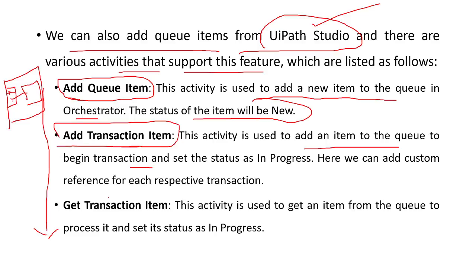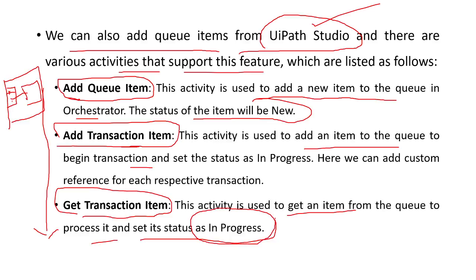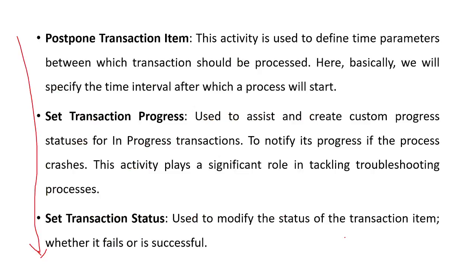this activity. Get transaction item, as the name itself says, if you want to retrieve or get an item from the queue to process it, then you have to use this get transaction item activity, and it will set the status of that respective item as in progress, similar to the status of the queue also.